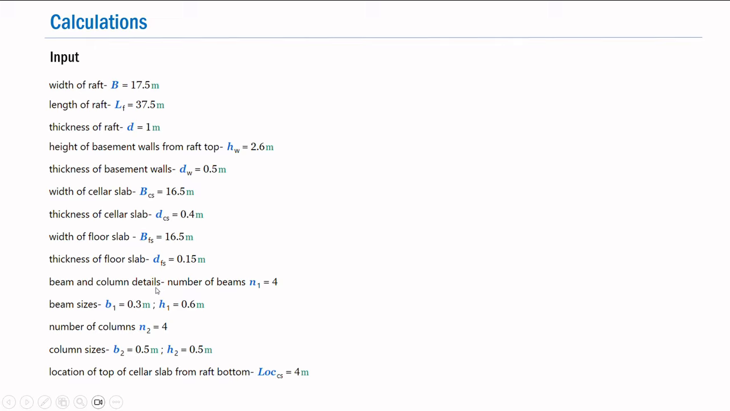Now let us proceed to the beam and the column details. For the computation of the flexural rigidity, the number of beams considered N1 equal to 4. The beam sizes are: the width is 0.3 meters and the overall depth is 0.6 meters. Now coming to the number of columns for the flexural rigidity calculations, N2 equal to 4. The column size is taken as 0.5 meters by 0.5 meters. Accordingly, B2 is 0.5 meter and H2 is 0.5 meters. The location of the top of the cellar slab from the raft bottom, LOCS, is 4 meters.